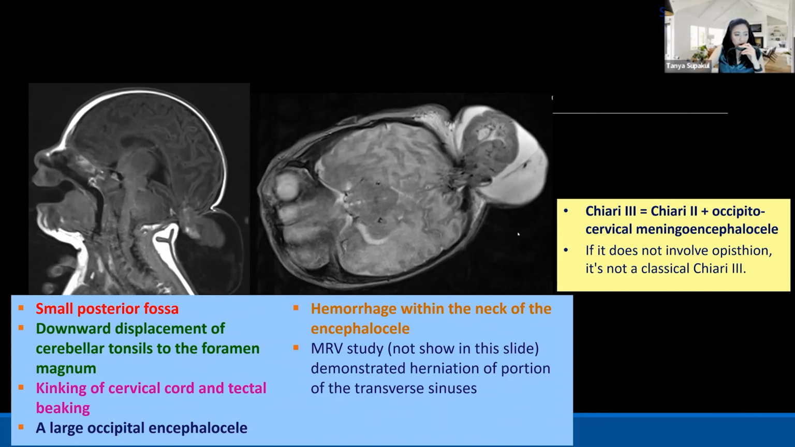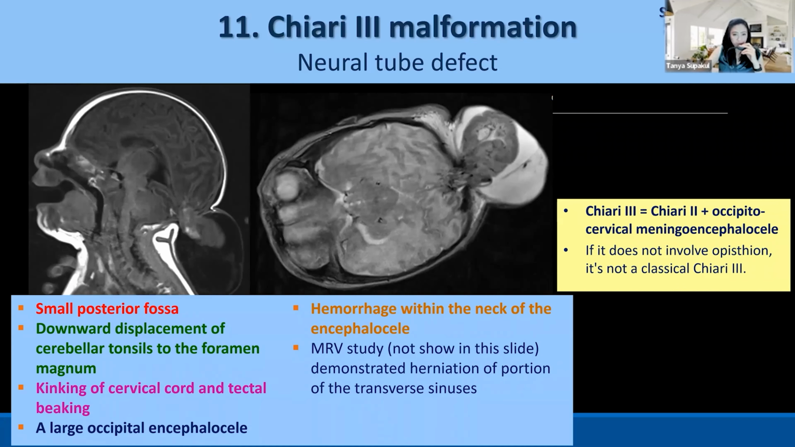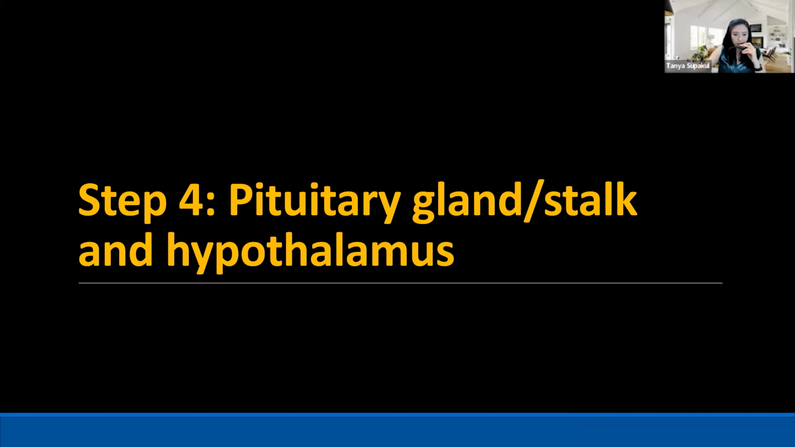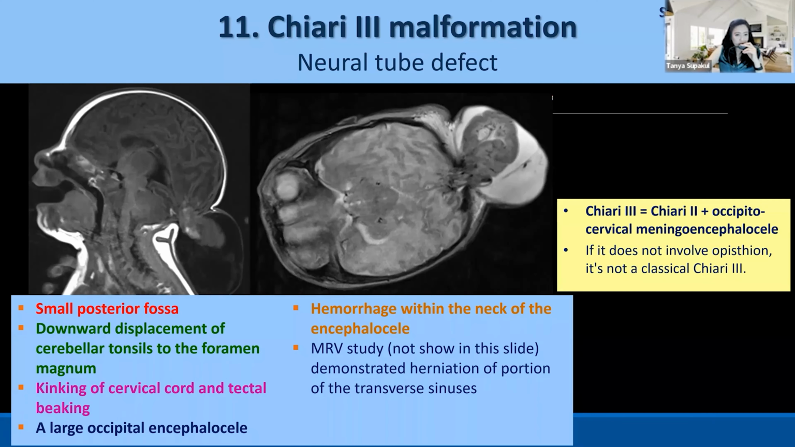The easiest way to remember Chiari 3 malformation is that you have the brain findings of Chiari 2 malformation, but the myelomeningocele usually happens in the occipital area or maybe just the upper cervical spine. So it's the findings of Chiari 2 with occipital or cervical meningoencephaloceles. For the first three steps, we got 10 diagnoses already.